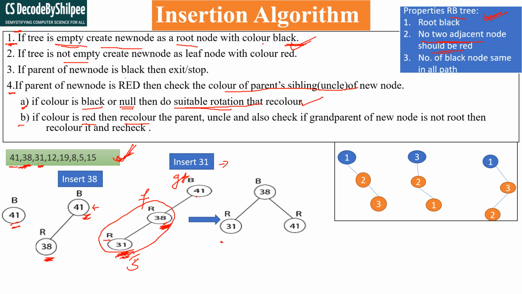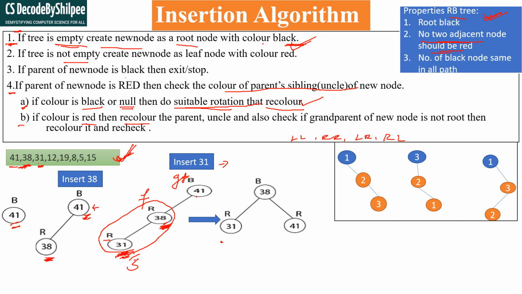There are four situations. You got which situation? LL situation, RR, LR and RL. So these four situations you will get, and that rotation you have to perform. And one more thing is recoloring. You have to perform rotation as well as recolor also. Right? So now I am going to tell you how you perform recolor in all four situations.